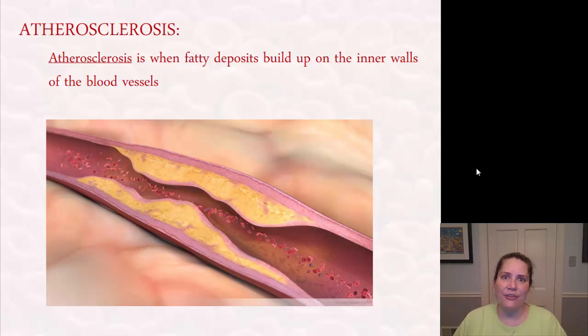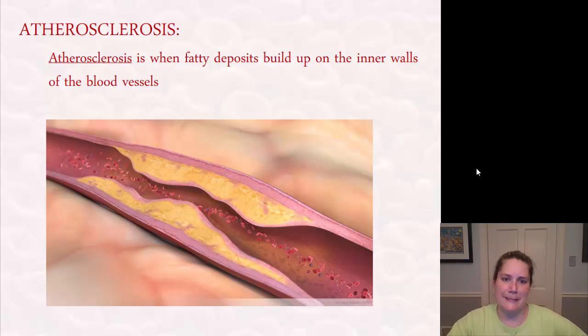One of them is called atherosclerosis. Atherosclerosis is when you get fatty deposits that build up on the inner walls of the blood vessels. And again, that just comes from a fatty diet, from not eating a balanced set of fats. You've probably heard about HDLs and LDLs and cholesterol and all of those different things. It all comes down to your diet and whether you're keeping things balanced. So when you get fatty deposits, or sometimes we call them plaques, that build up on the inner walls of your blood vessels, that's atherosclerosis.